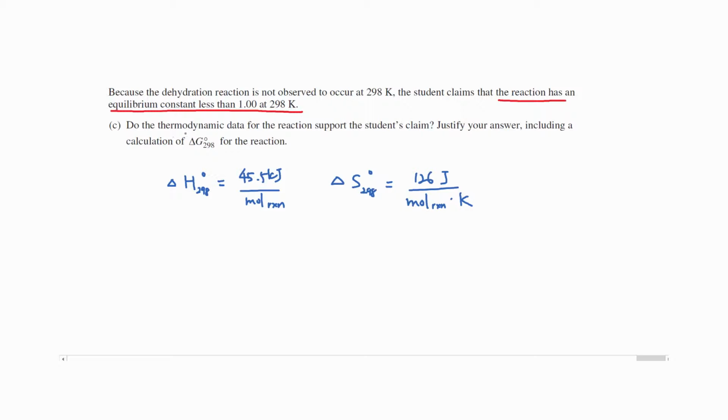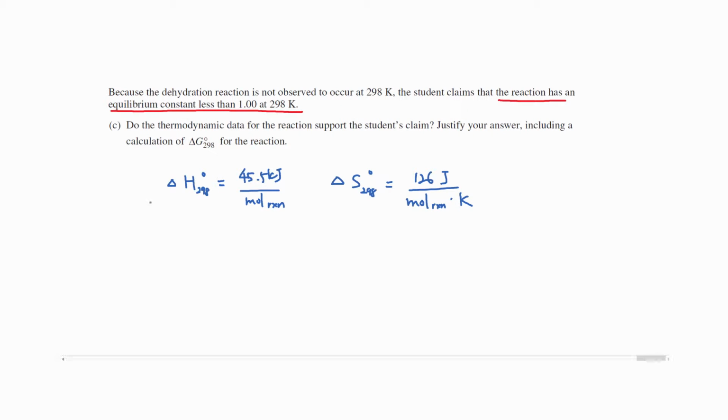Do the thermodynamic data for the reaction support the student's claim? In other words, we have to find delta G and then see if the underlined statement makes sense. If it's yes, then you say yes. If no, then you say no. Justify your answer, including the calculation of delta G at 298 Kelvin for the reaction. Yes, you have to use this delta G to find spontaneity here.